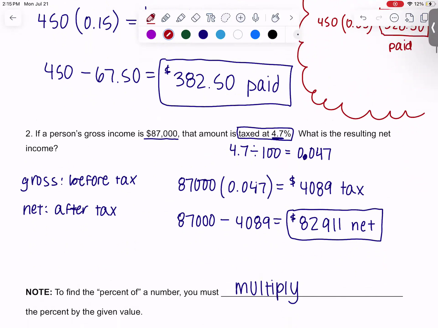Same thing on the bottom here, number 2. Instead of multiplying by 0.047, we could have multiplied 87,000 by whatever 100% minus 4.7% is, or whatever 1 minus 0.047 is. So if we check, 1 minus 0.047 is 0.953.